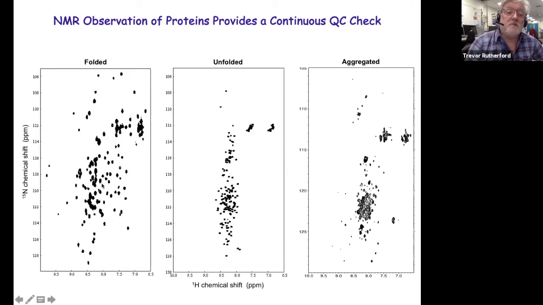In two-dimensional spectra, it looks something like this. A typical folded protein looks like that. Unfolded, you get very narrow dispersion of the amide protons, and an aggregated protein would obviously show up as being quite an ugly looking spectrum, but exceedingly useful as a quality control check.